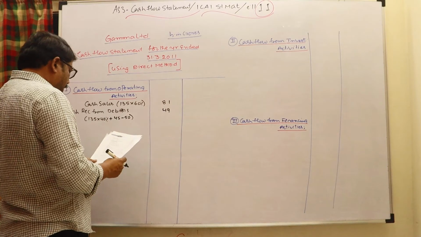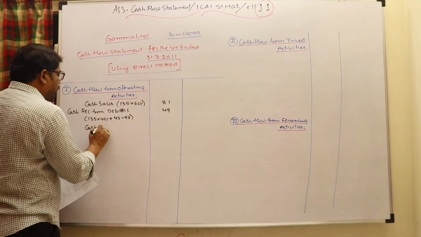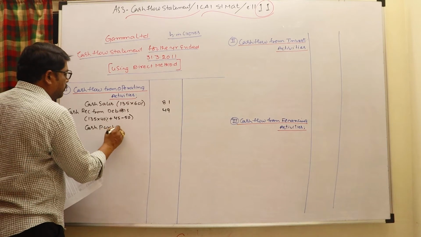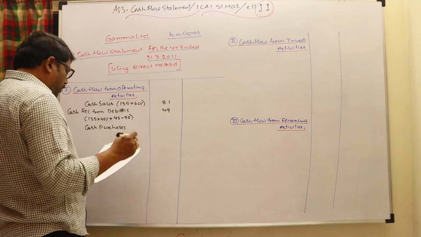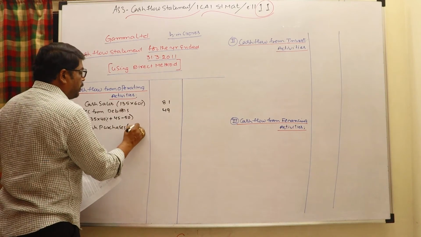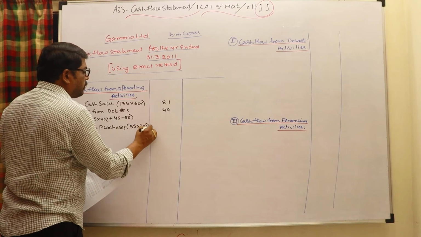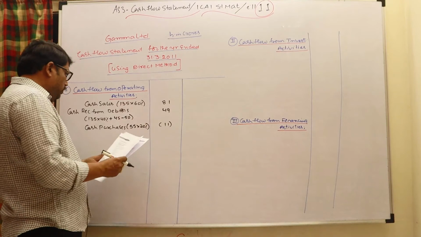Next, cash purchases. How is it given? Out of 55, 80% is credit purchase, which means 20% is cash purchase. 55 into 20% is 11. So 11 crores is a cash purchase.